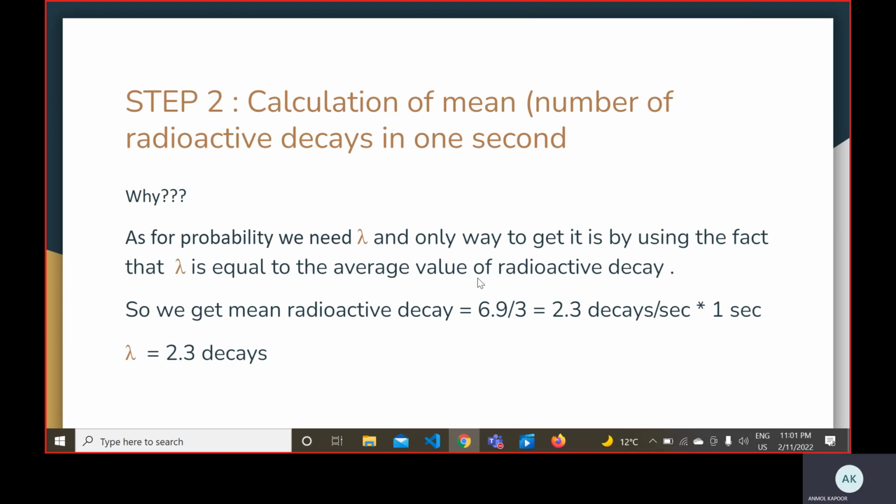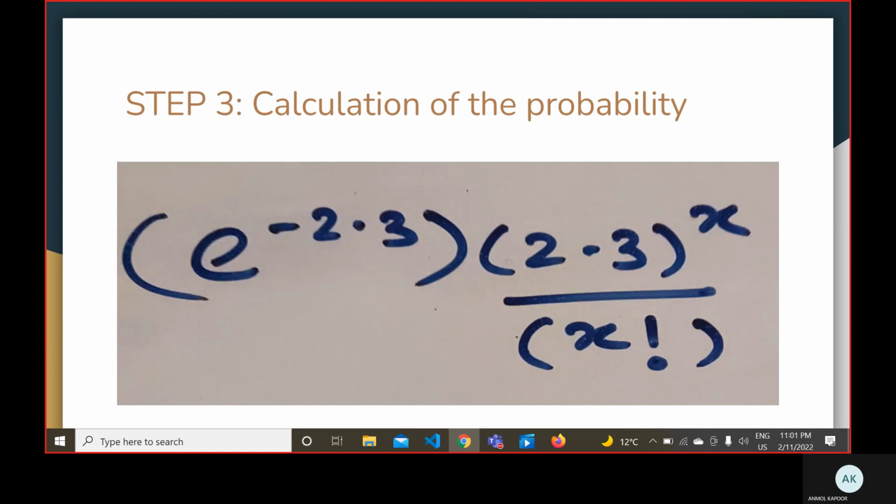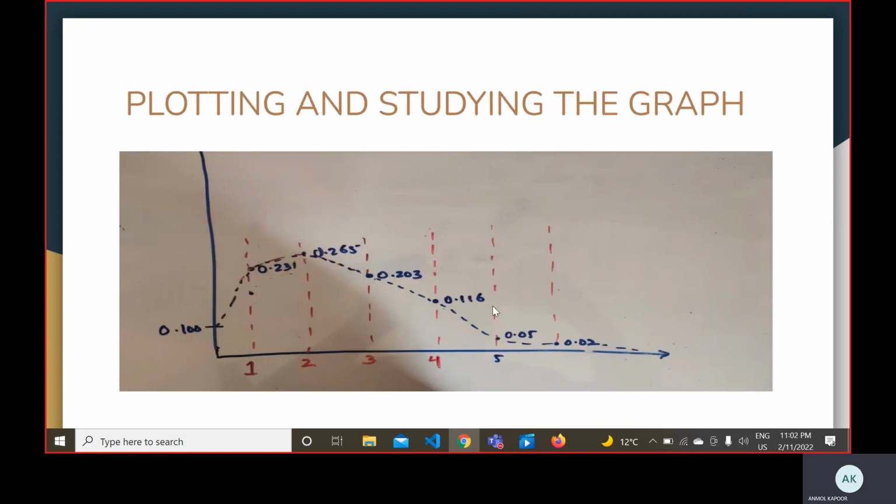Also, the other part, to plot the random variable equation with respect to x, we are going to do that. This was basically the main function that we got, the final function of probability in 1 second period of having x radioactive decays. Putting values of x equal to 0, 1, 2, 3, 4, 5 and so on, we got this as a graph. We see that as x tends towards infinity, probability tends towards 0 and we have a maximum at around 2.